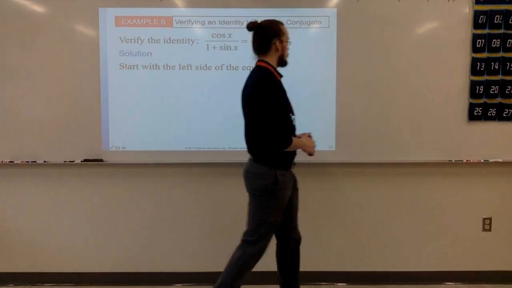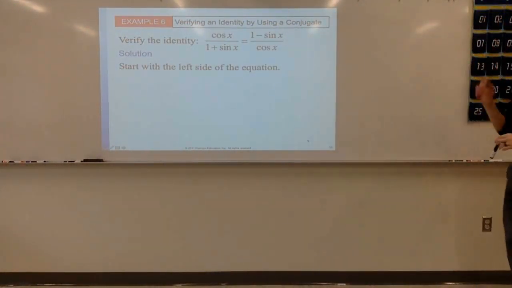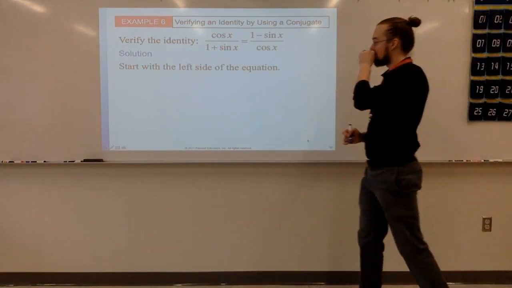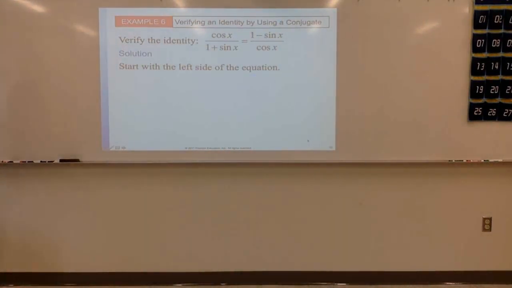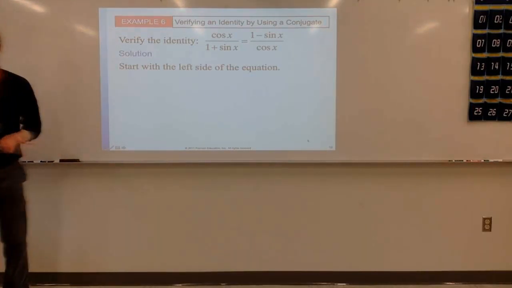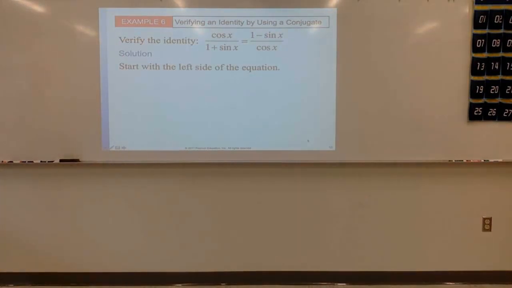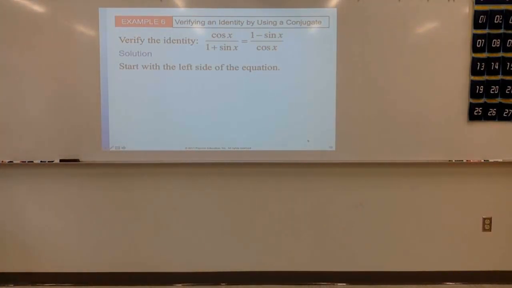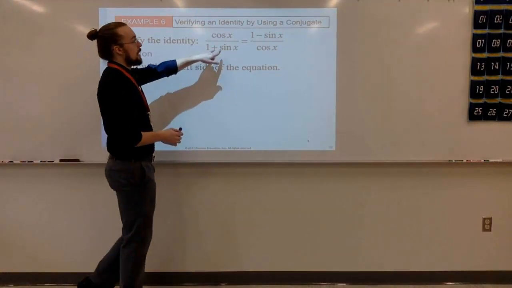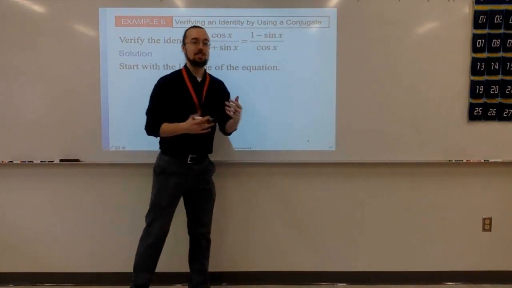Cosine over 1 plus sine equals 1 minus sine over cosine. None of these have any squared trig functions, so right off the bat we can't use any Pythagorean identities. And actually everything is already in terms of sine and cosine here, so we can't really use that strategy right off the bat. But this strategy is going to be to use a conjugate.